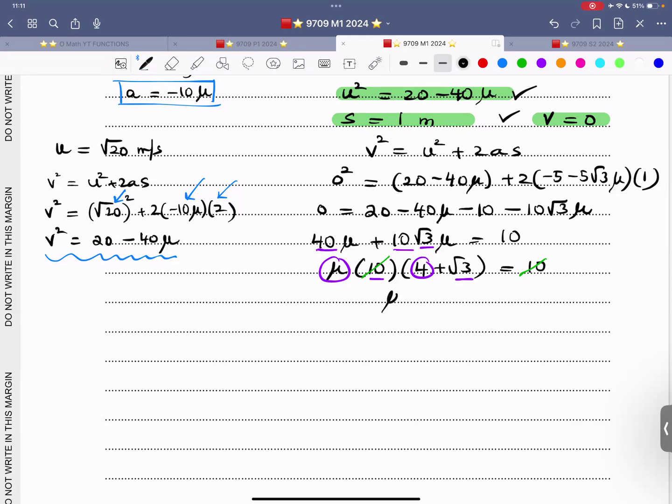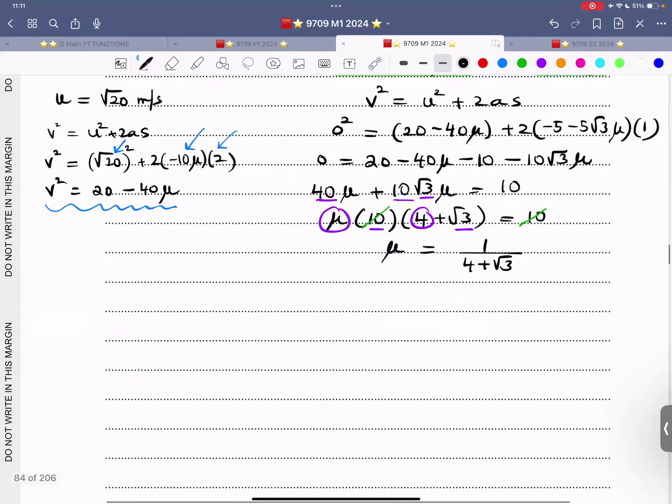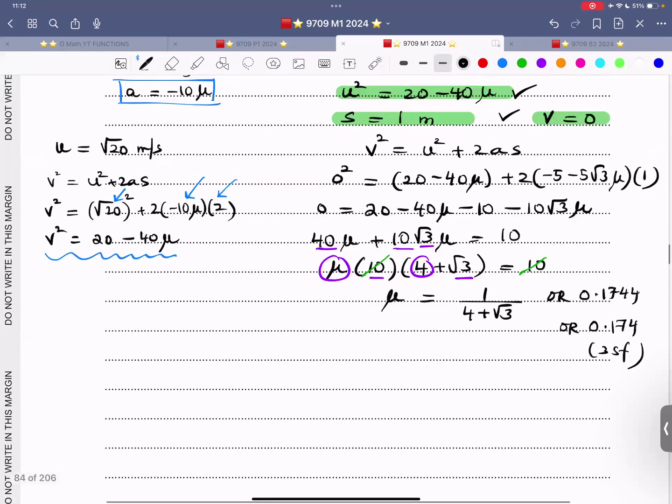And what are we getting mu as? So mu is 1 over 4 plus root 3. That is the exact value. They are not asking for the exact value, so let me convert it into decimals. Therefore, this comes out to be 0.1744, which is 0.174, correct to 3 significant figures.